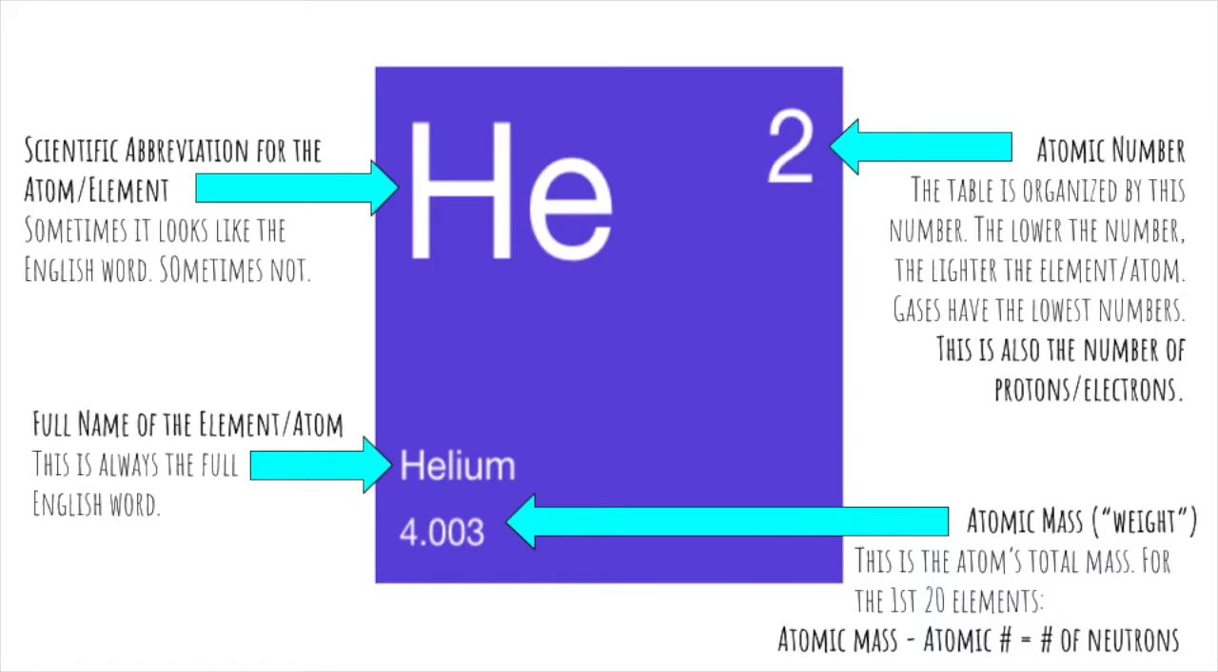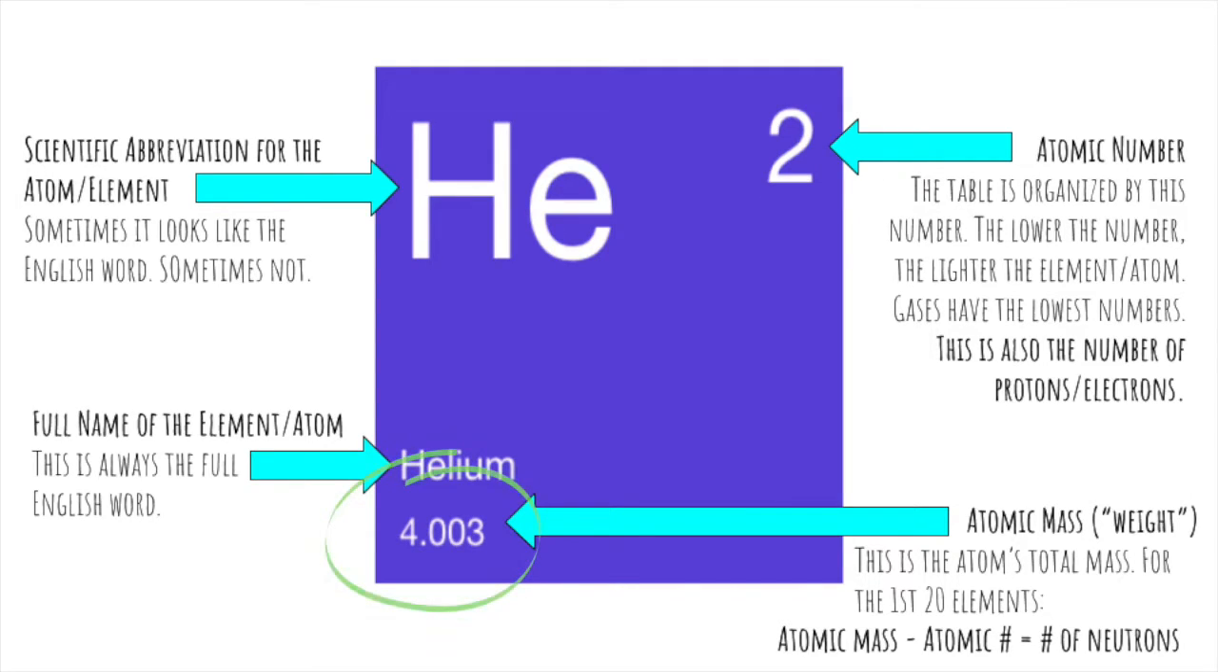For example, the whole number that's typically in the top right-hand corner, or at least at the top of the element's ID card, if you will, is the atomic number. That is the number of protons and electrons in the atom. We all know that the number of protons, generally speaking, equals the number of electrons. So for example, this helium atom has 2 protons, it has 2 electrons, hence why its atomic number is 2.